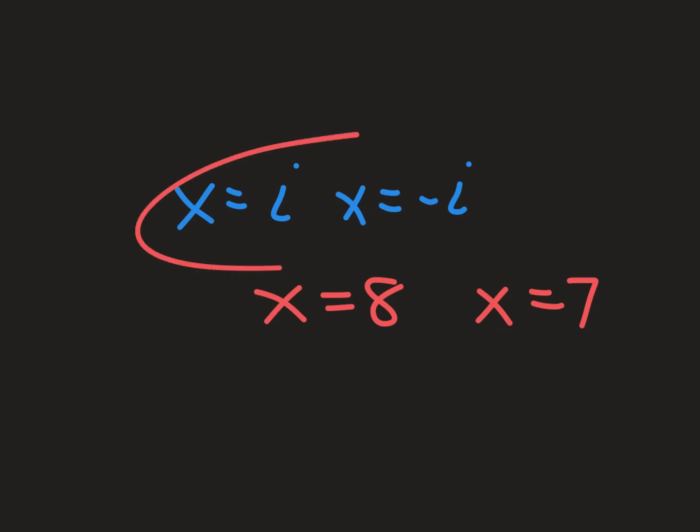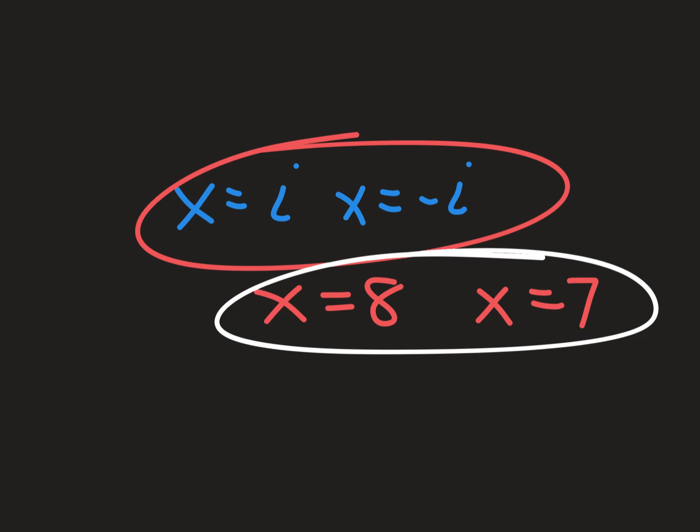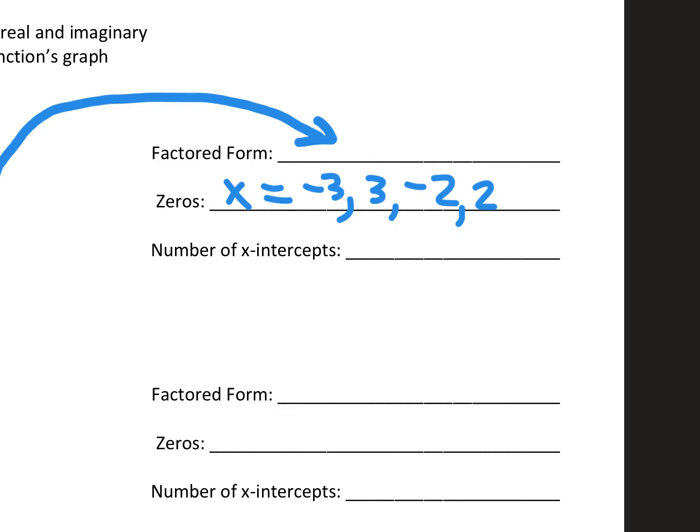Do you get these can't be x-intercepts? They're not real. You can't see them on the graph. But they're answers. They're just not x-intercepts. This kind, the real kind, those are x-intercepts. So back to our question, what are the x-intercepts? All 4 of them are. They're all real.